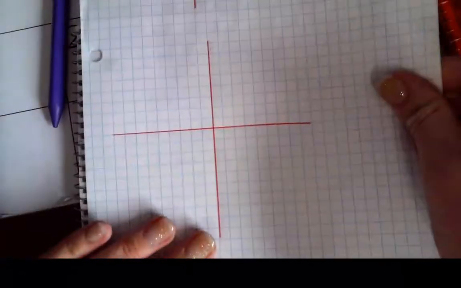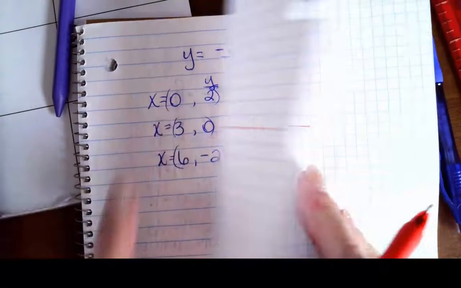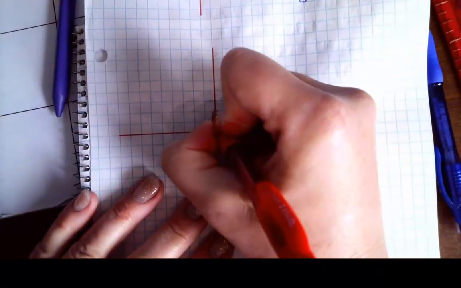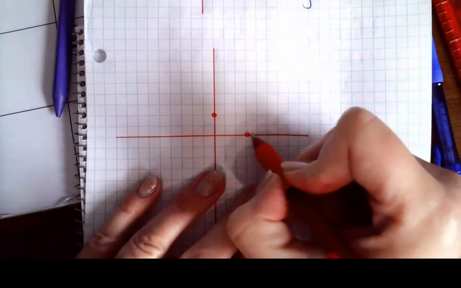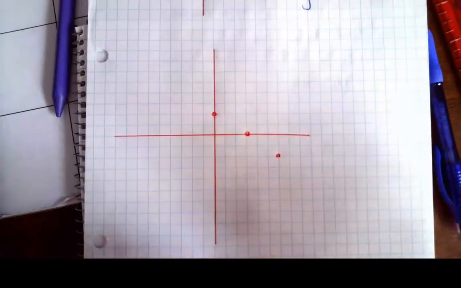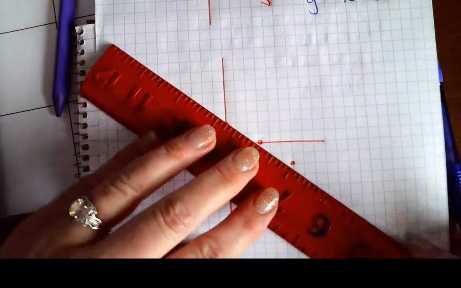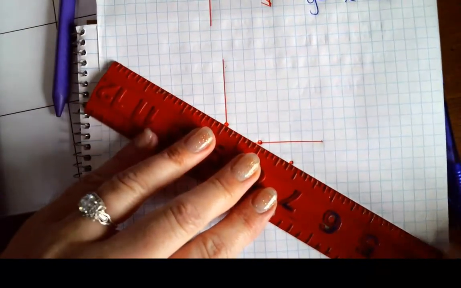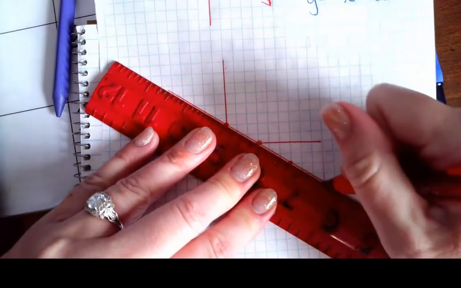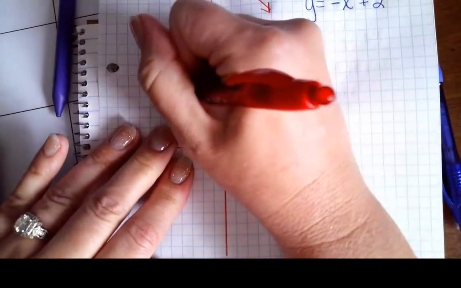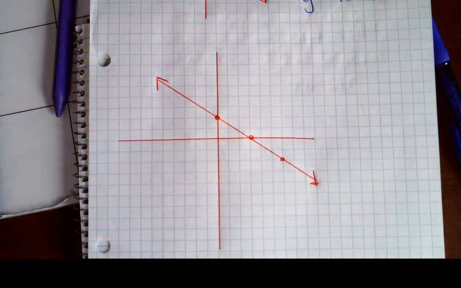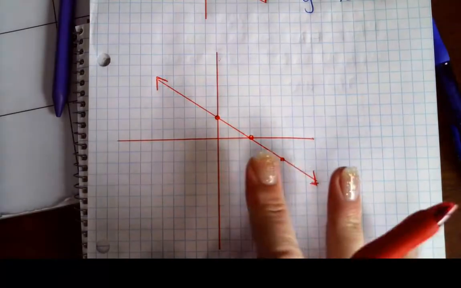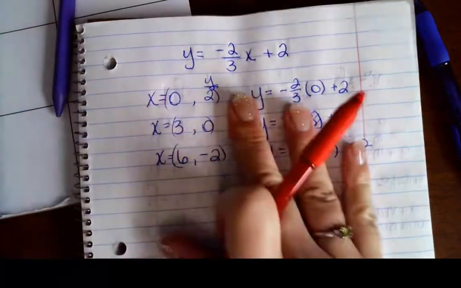So when I plot this, I have a point at 0, 2. I have a point at 3, 0. And I have a point at 6, negative 2. And you'll notice you only need 2 points to make a line. But when I graph this, that third point just verifies that I'm on the right track because it's not sticking out somewhere. So that's the picture of y equals negative 2/3 x plus 2.